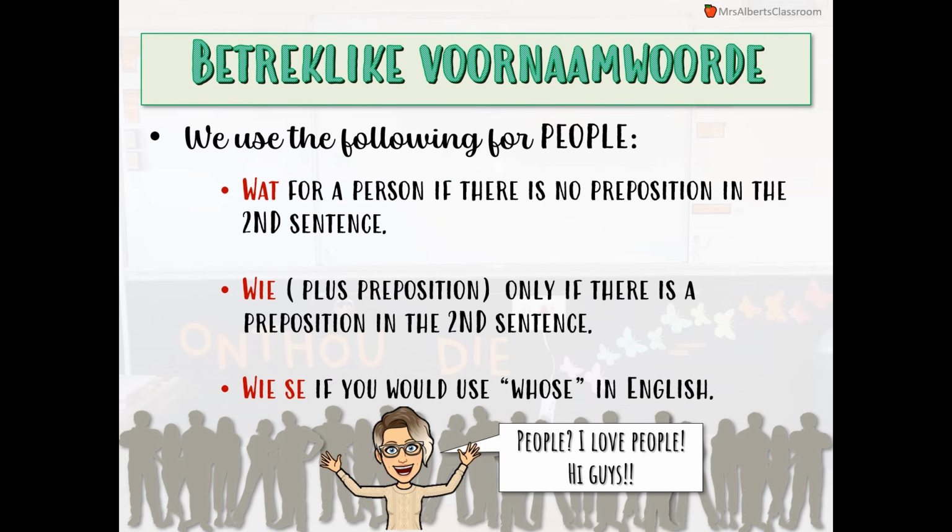Okay, let's look at your pronouns, betreklike voornaamwoorde. When we look at the wat and wie scenario, we use the following for people. Wat for a person if there is no preposition in the second sentence. Wie plus a preposition only if there is a preposition in the second sentence. And wie se if we would use whose in English. So this has to do with people. When you look at the sentence that you were given, it had no preposition in the second sentence, and therefore it was wat that you had to choose.